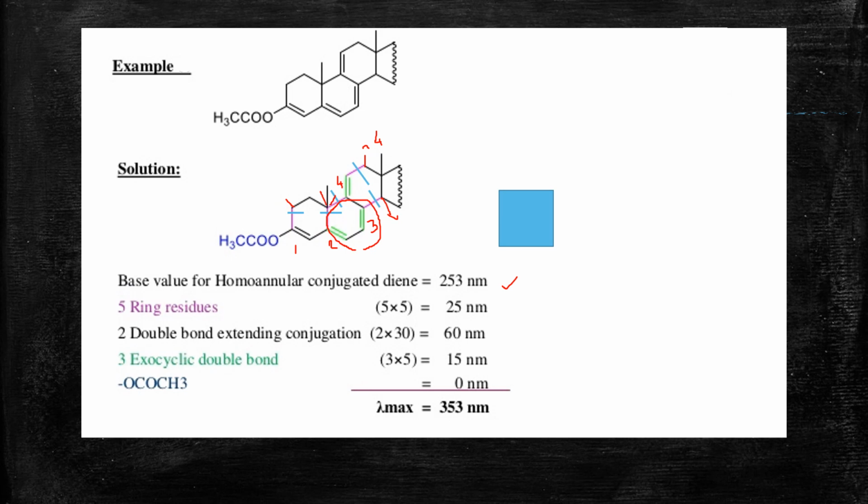So when you focus on A, B, C: A projecting outside has one exocyclic, B projecting outside, C has one exocyclic, C projecting outside also has one exocyclic. So totally 3 exocyclic. So totally 353 nanometers. Thank you.